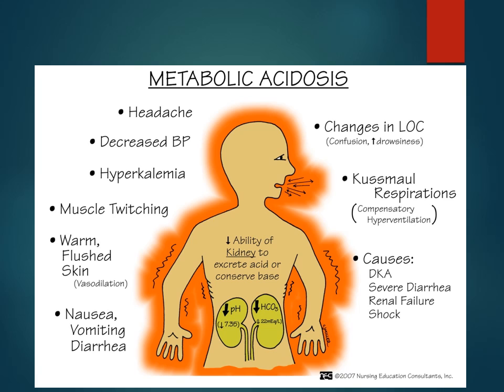Acidosis and hyperkalemia are friends. He has some muscle twitching, nausea and vomiting, diarrhea. Some of the causes: DKA, diabetic ketoacidosis, severe diarrhea. I have to be honest with you, metabolic acidosis, anytime a patient is having severe diarrhea is acidosis, renal failure, and shock.